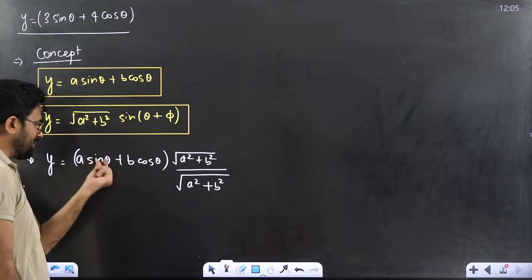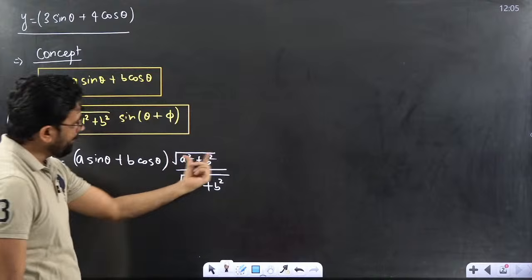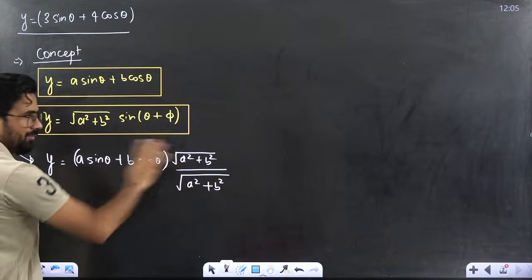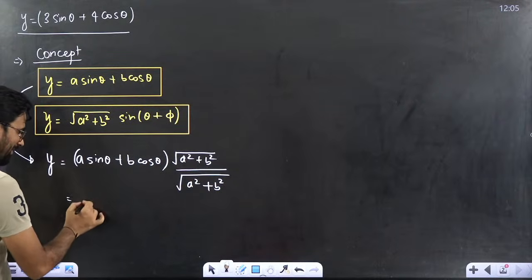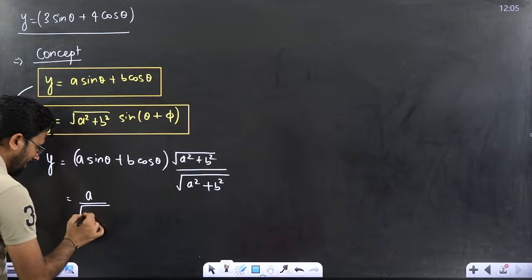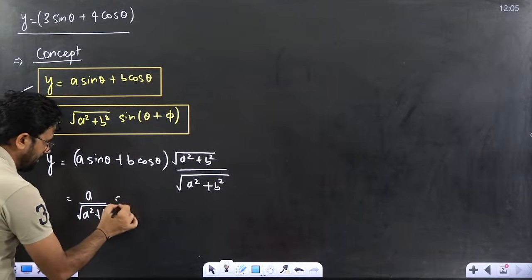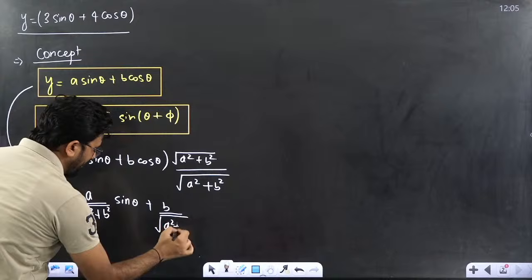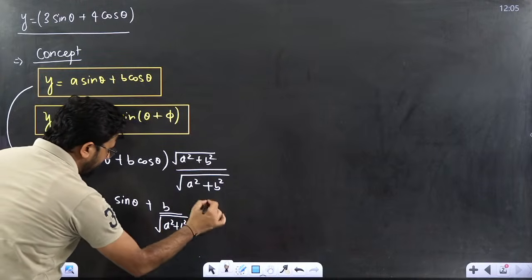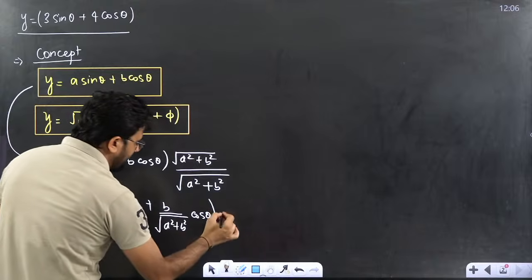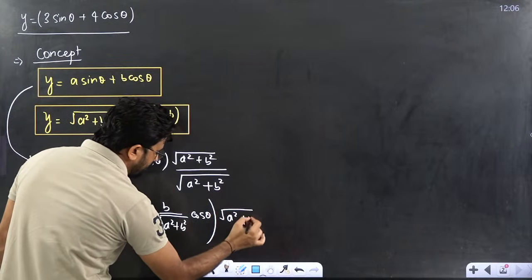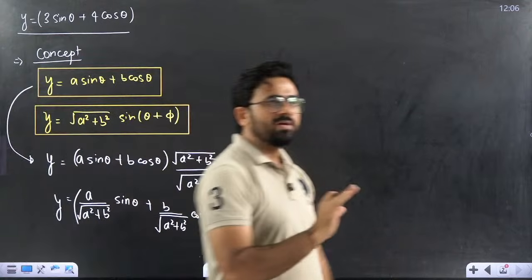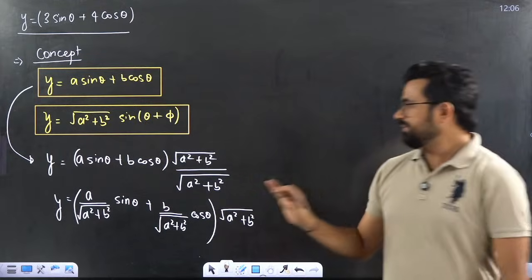This is the sin theta coefficient, this is the cos theta coefficient. I am multiplying here and dividing here. What you will get from here is a divided by under root of a square plus b square into sin theta, plus b by under root of a square plus b square into cos theta, multiplied by under root of a square plus b square. This has to be clear to you. Hope this is clear to everyone. This is very simple.